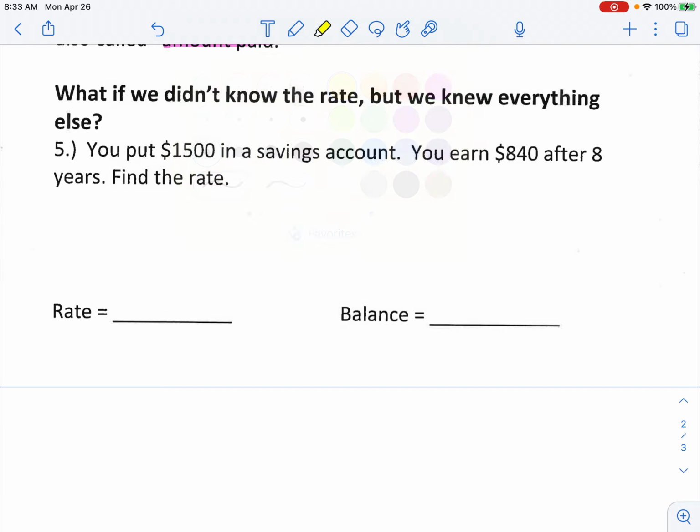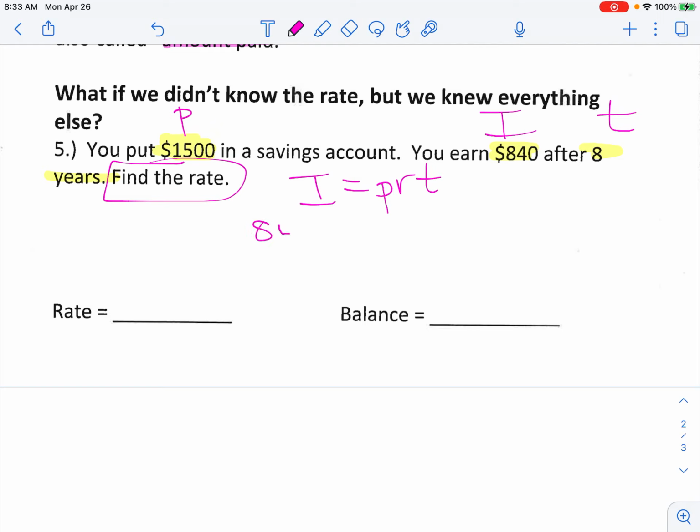So this one's a little bit different. Watch this one carefully. You put $1,500 in a savings account. You earn $840 interest after 8 years. This one says find the rate, not find the interest, find the rate. So I = PRT. So $1,500 is the principal. You earned $840. Oh, that's the interest. The 8 years is the time. So this time when I'm substituting, I will not have the R. We're solving for the rate.